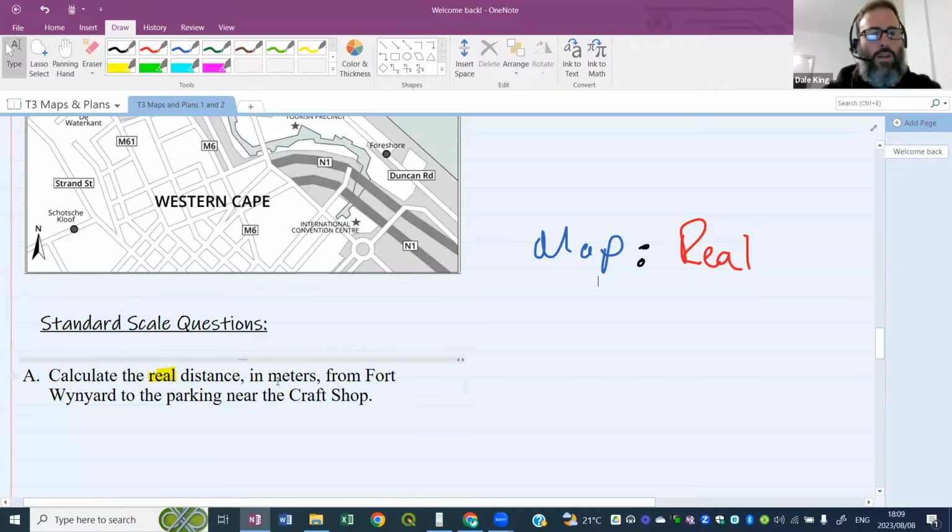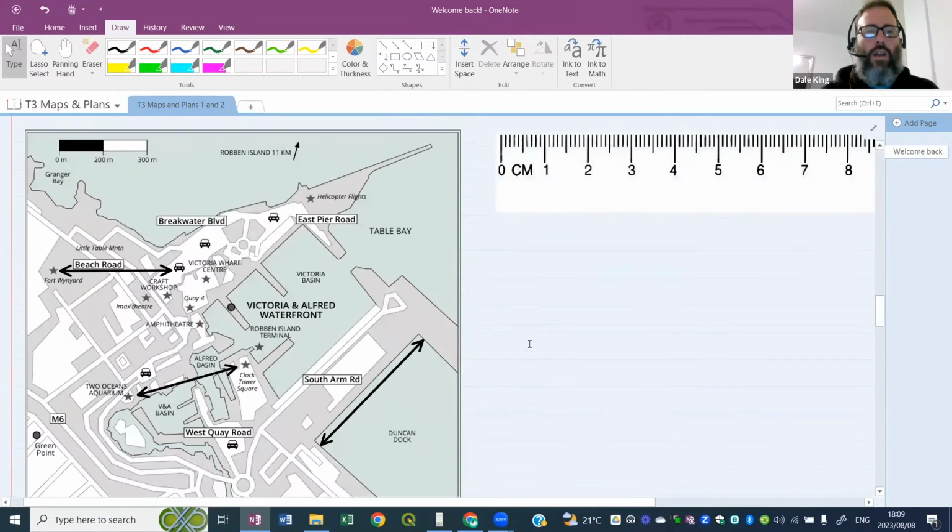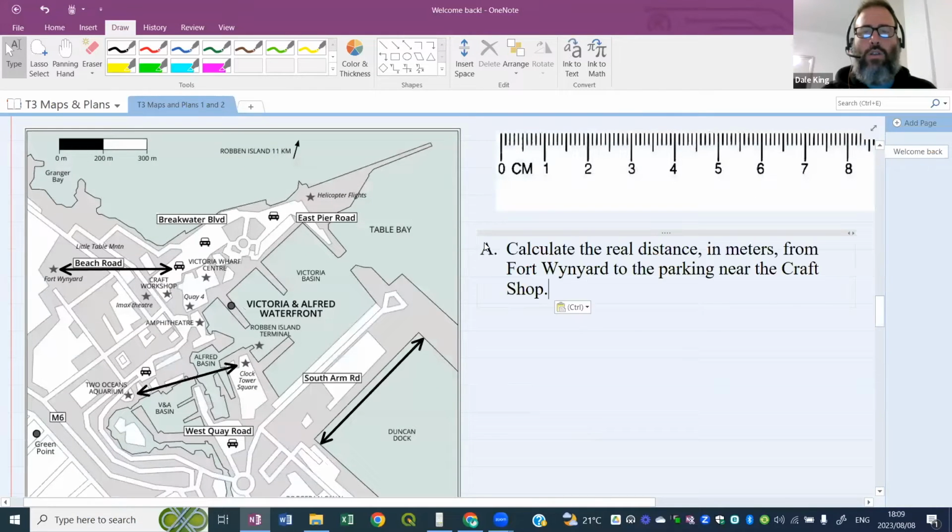So what I'm going to do now is copy this question and bring it up here so you can see the map and also try the question. It says calculate the real distance in meters from Fort Wynyard to the parking near the craft shop. Now without a ruler, you guys might struggle with this. By the way, I don't know if you can see a mistake on this map.